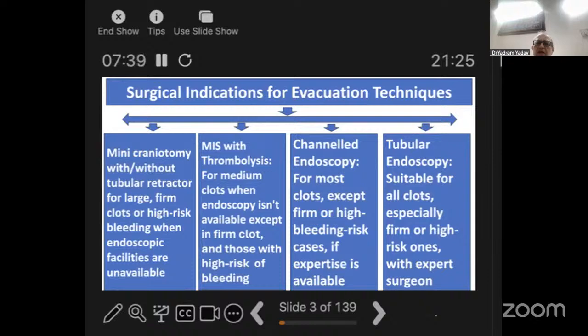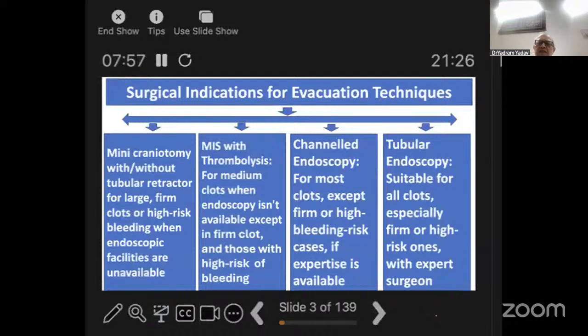So you can imagine that these cases are not suitable for thrombolysis when there's a firm clot and when there's a risk of bleeding, because you cannot control bleeding in thrombolysis. Rather, there's a high risk of rebleeding.